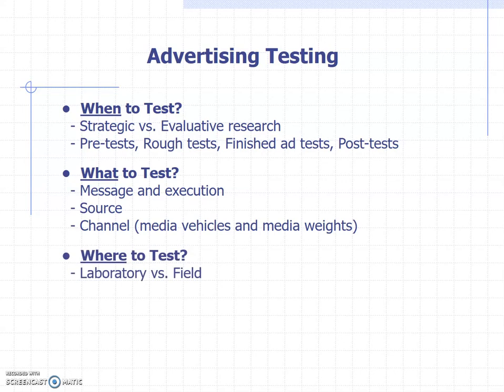And where to test? Well, we can test in a laboratory, and there's a few different approaches which we'll talk about. And we can also do field tests, like put the advertisements in the field and see how well they work. Actually show them on television, or put them in the magazines, in real magazines, and then see, or do ad campaigns like Google AdWords, and test different alternative AdWord campaigns, and see which ones work best.